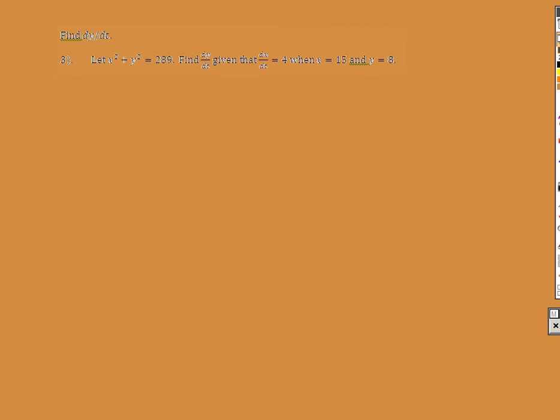Alright, number 3. This one, we're now no longer looking for dy/dx, now we're into the dy/dt and dx/dt. So we need to take derivative of everything with respect to t. So derivative of x squared is 2x dx/dt. Derivative of y squared is 2y dy/dt. And the derivative of 289 is 0. Now we plug in what we know. So dx/dt equals 4, so I'll plug that in. x is 15, so I'll plug that in.